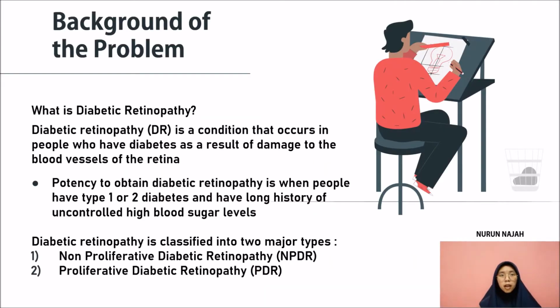Background of the problems consists of the definition of diabetic retinopathy, which is a condition that occurs in people who have diabetes as a result of damage to the blood vessels of their retina. The potency to obtain diabetic retinopathy is when people have type 1 or type 2 diabetes and have a long history of uncontrolled high blood sugar levels. Diabetic retinopathy is classified into two major types: the first one is non-proliferative diabetic retinopathy, NPDR, and the second one is proliferative diabetic retinopathy, PDR.